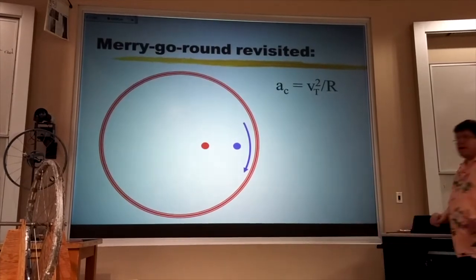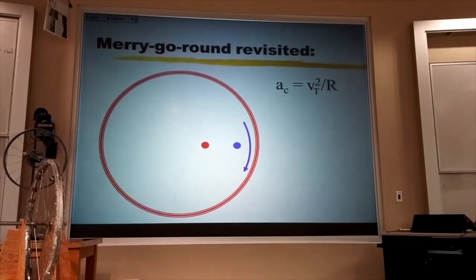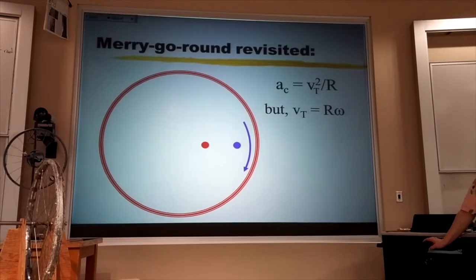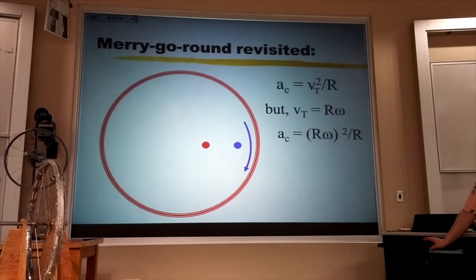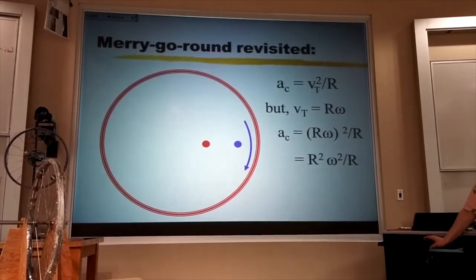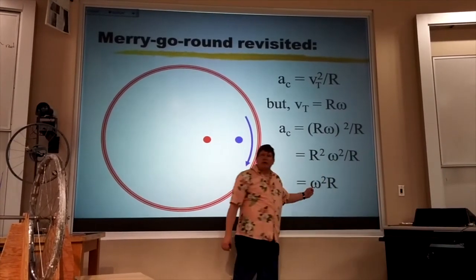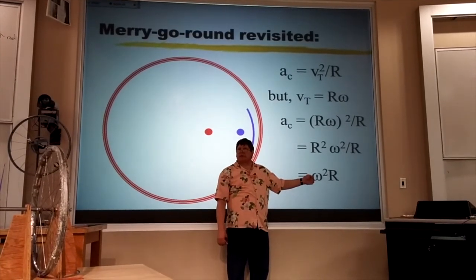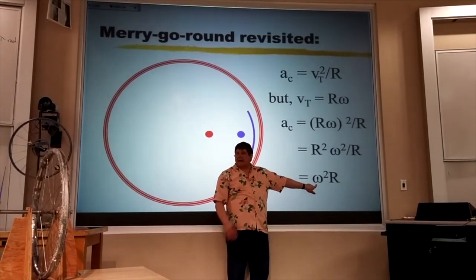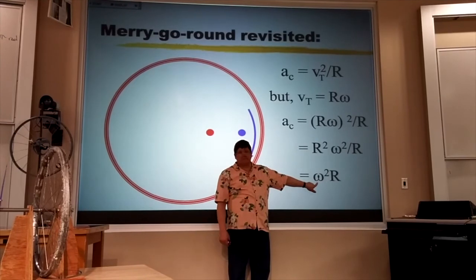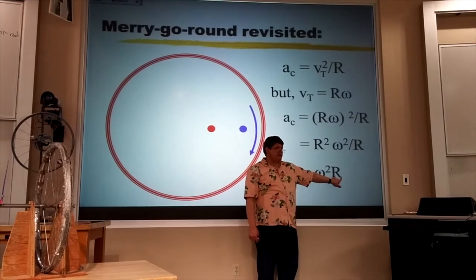Now if we go back to our little red-headed kid and blue-headed kid, and we rewrite that formula in terms of omega, well, V tangential is just R times omega. And so I plug that in for V tangential. I square everything inside the parentheses. I divide by R. And I get this formula that makes it obvious which of those kids has the bigger centripetal acceleration. The omega is the same for the red-headed kid, the blue-headed kid, and indeed every kid on that merry-go-round. But the further you are from the center, the bigger your centripetal acceleration.